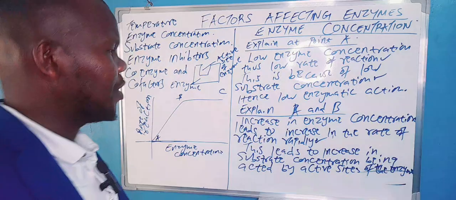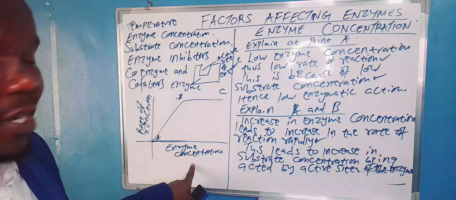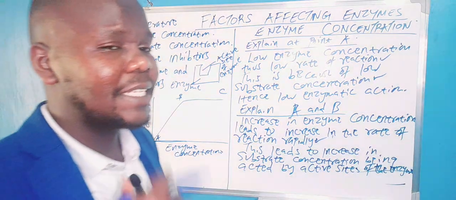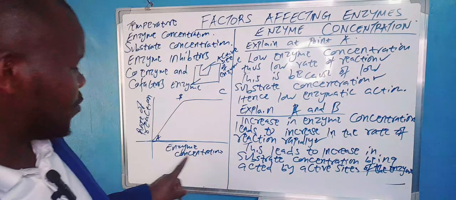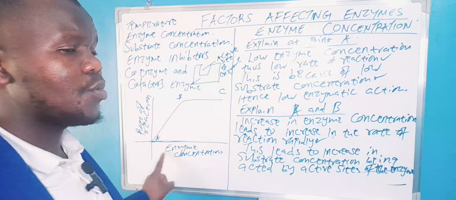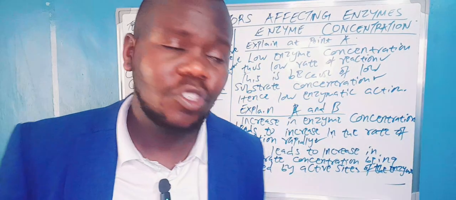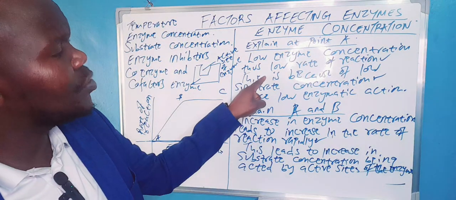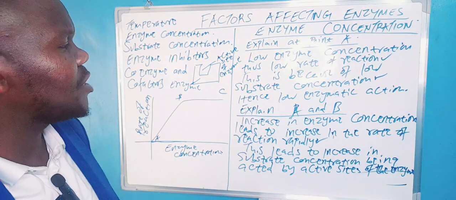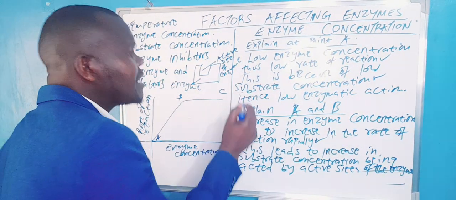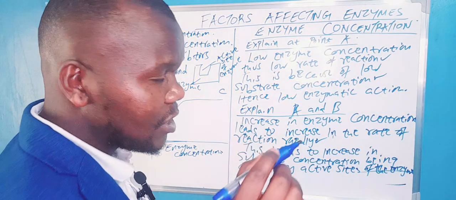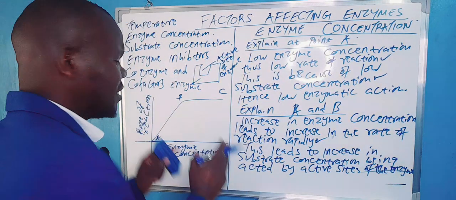Hope you get this point. We are saying when you're using this one, you explain using the substrate concentration. When we reverse this one to be substrate concentration, you will be explaining using enzyme concentration. So we are speaking about this because of the low substrate concentration. We can use a realistic example.